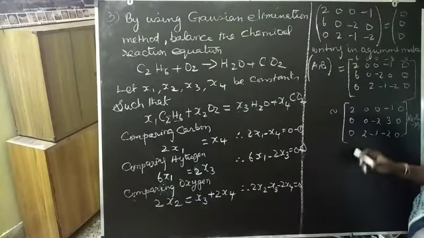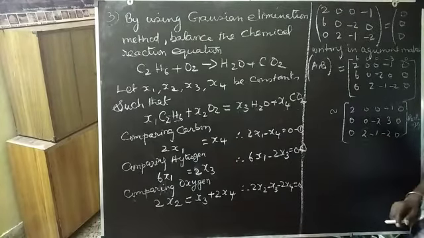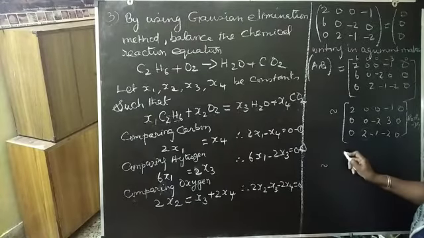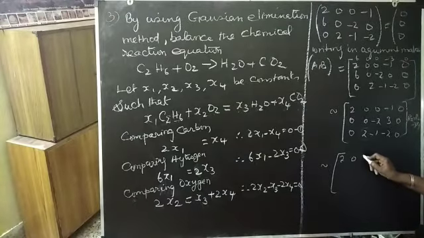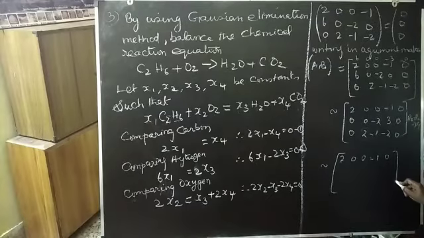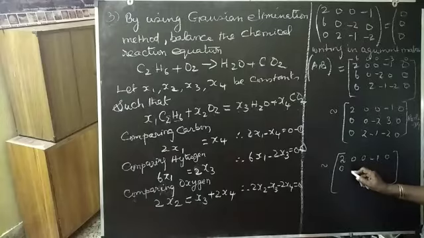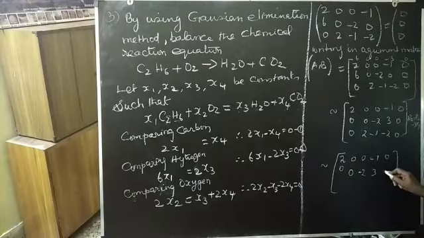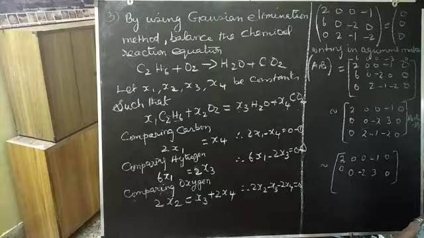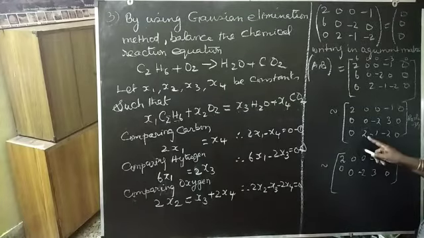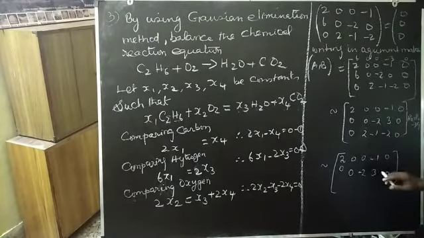Next our aim is to make the second element of the last row to be 0. So this is equivalent to 2 0 0 minus 1 0, 0 0 0 minus 2 3 0. So to make this place a 0, we can rearrange this row.